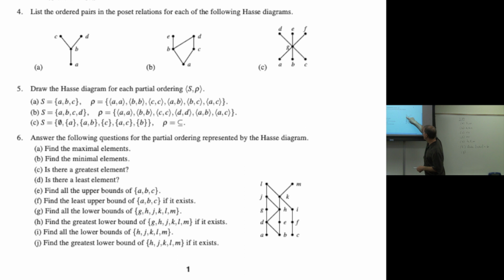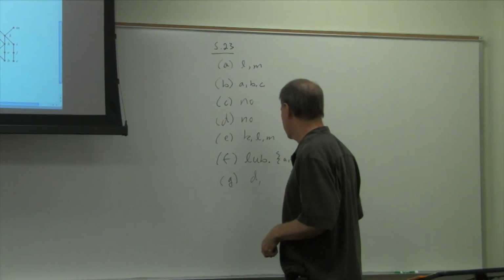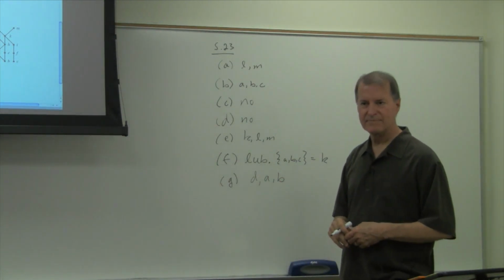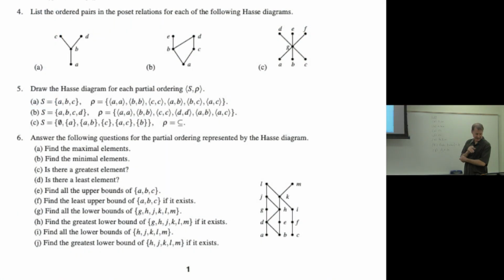It's DAB. Yeah, so it's DAB. And how did you get that? Because D, A, and B are the only ones that are related to all of them, yeah. Okay. And D is the greatest. And the GLB, what is it? So that's the GLB? The GLB of GHK is which element? D. D.